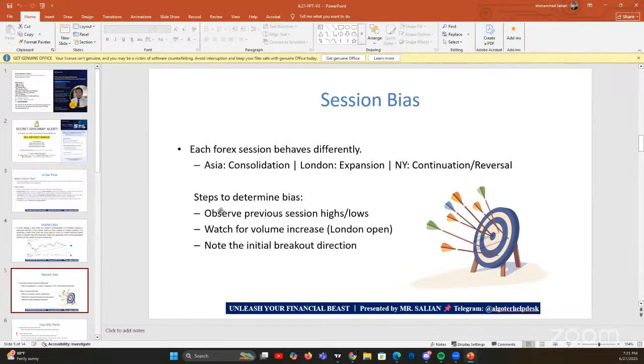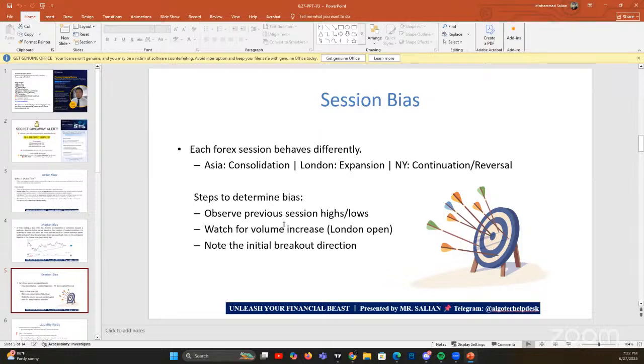Anyone? When we say observe previous session highs or lows, when we say to determine, you have to observe the previous session's high and low. So you go to Asia because that's the start of the day. It starts in the morning. All the orders will be piling up, and they will have this consolidation. So this is the Asia.